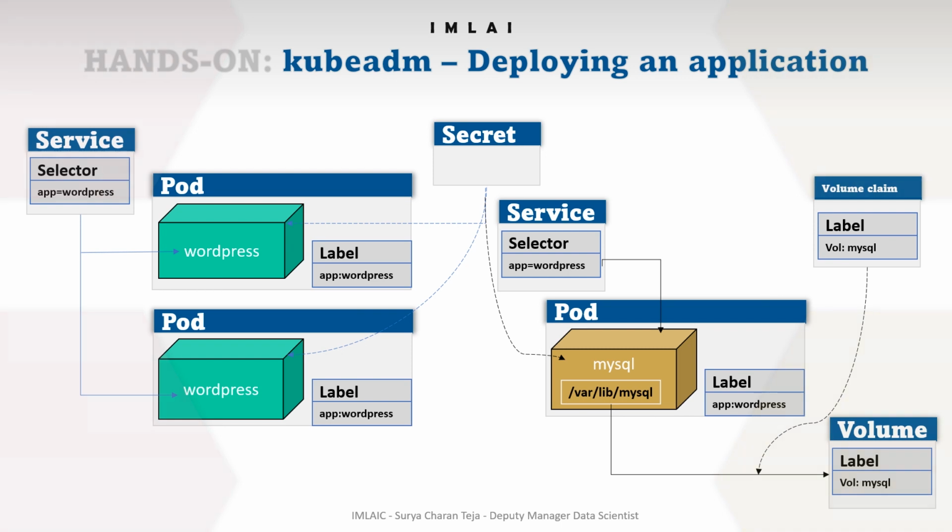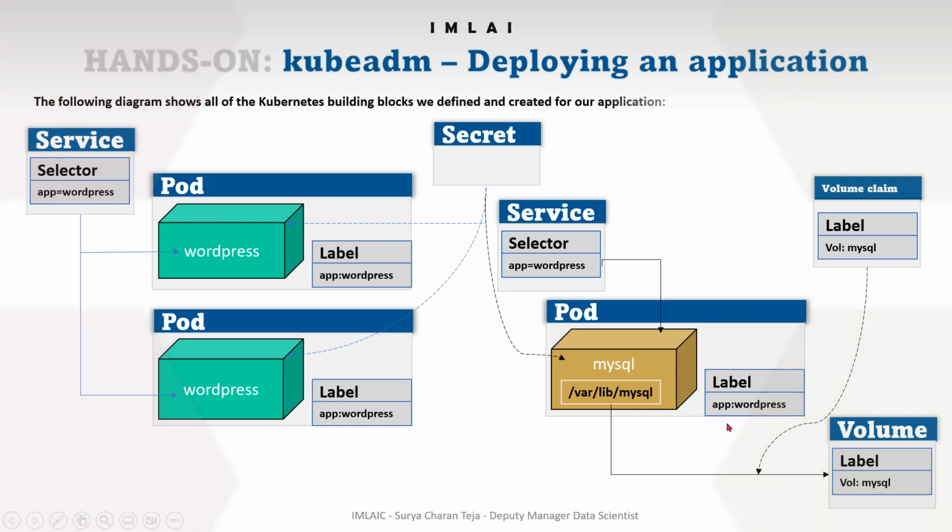kubeadm deploying an application. So here you could see all the objects, starting from the secret object. You see that the secret object is connected with two pods. One pod is the MySQL pod and the second pod is the WordPress pod. It's connected with the two. And after that we have volume claim objects. This is the persistent volume object, which is labeled as volume MySQL, and which is connected with the MySQL container pod. And then we have service pods.